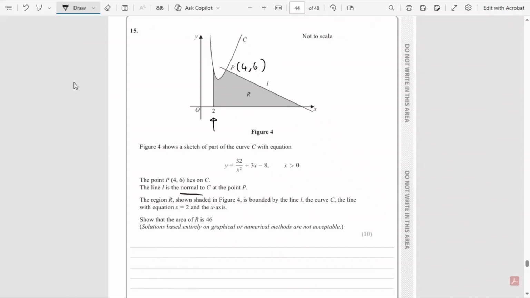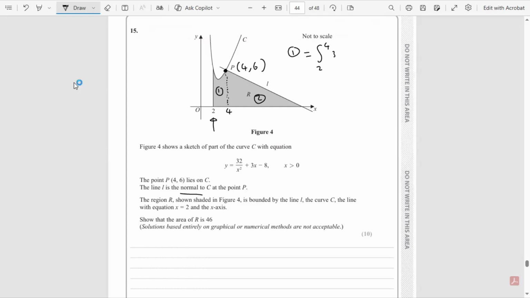Okay, so how will we go about trying to get this area R? Well, obviously we've got this point P there. And what you may be able to notice is if we just divide this region R into two separate parts, so part 1 and then this triangle is part 2, this will help us get the area. This region 1 is the integral of the curve. So it's the integral from x equals 2 to x equals 4, because remember the x value of P there is 4. So this is 4. So the integral from 2 to 4 of the curve C.